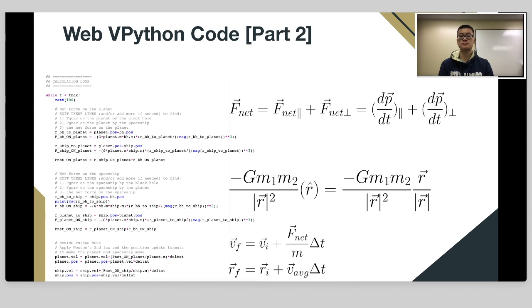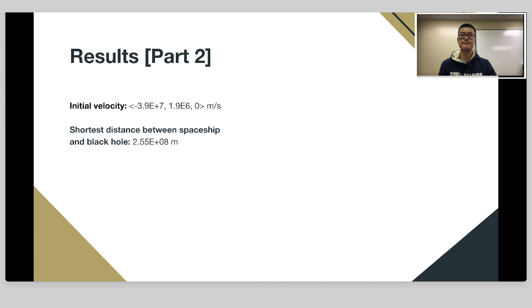Like the decomposition in part 1, the gravitational force exerted by the black hole and ship on the planet, as well as by the planet and the black hole on the ship, were summed individually. I used an equivalent form of the unit position vector to find the total gravitational force exerted. Worth noting is the incorporation of both the position and the velocity update formulas to determine the ship's location. Shown to the right are the translated formulas grouped by proximity.